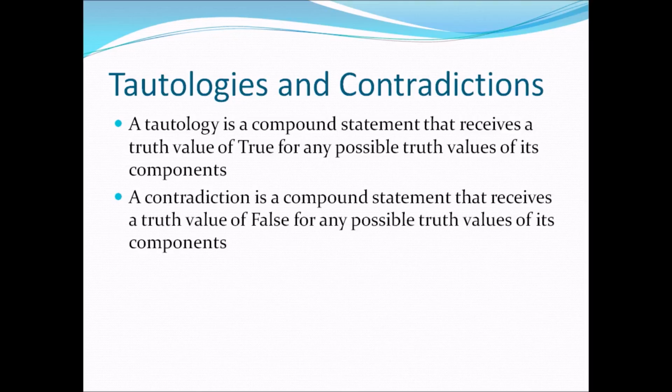Likewise, a contradiction is the opposite. It's a compound statement that receives a truth value of false for any possible truth values of its components. So tautologies are always true, so you can pair the T's, and contradictions are always false. And these will prove useful later on when we do proofs by contradiction and so on.